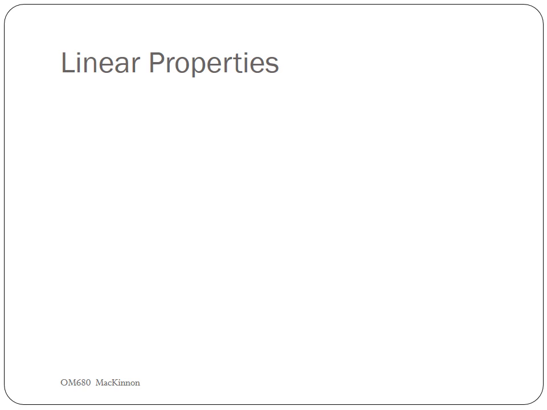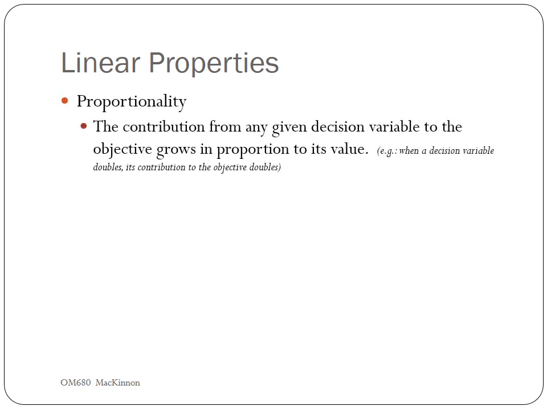So let's talk about these in turn. Proportionality. The contribution from any given decision variable to the objective grows in proportion to its value. In other words, when any one decision variable doubles, for example, its contribution to the objective doubles. And of course, if you were to plot this, you would see a straight line.